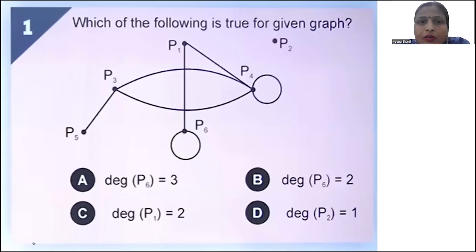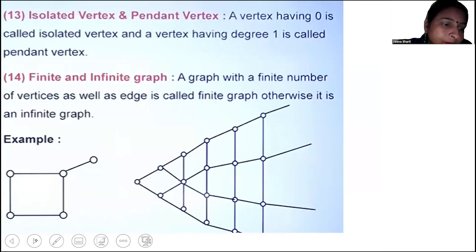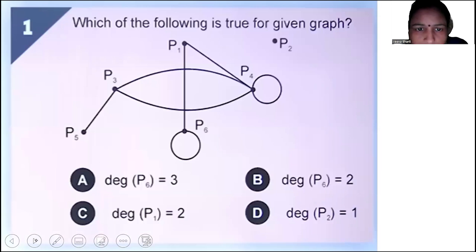Now here is an example. Which of the following is true for the given graph? The options are: degree of P6 is 3, degree of P3 is 6, degree of P1 is 2, and degree of P2 equal to 1. In this case, we know that the degree of P6 is 3, so this is the right option. For the degree of P3 being 6, this is the wrong choice. The third one, degree of P1 is 2, so this is also the right choice. And degree of P2 equal to 1, but in this case the degree is 0, so this is the wrong choice.